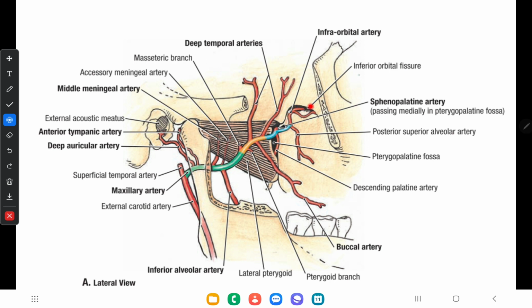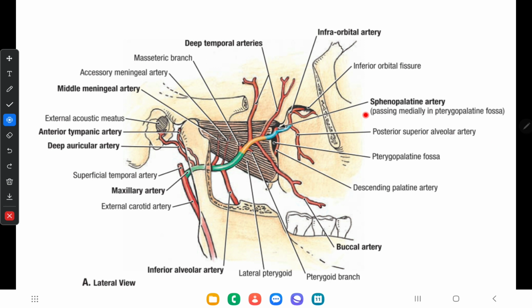It is entering into the inferior orbital fissure and courses forward in the infraorbital groove and canal in the floor of the orbit. Here you have the orbit and it goes to the floor of the orbit along with the infraorbital nerve. Then the artery appears on the face through the infraorbital foramen here. Imagine below the orbital cavity there is the infraorbital foramen and the artery appears through it.